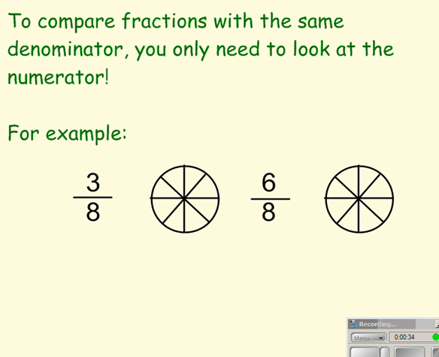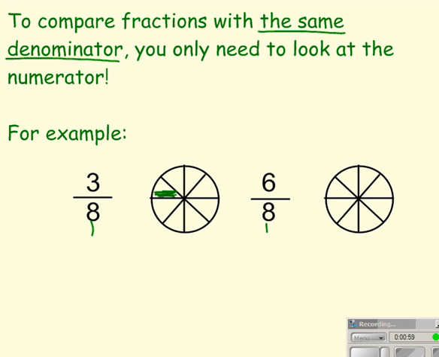To compare fractions with the same denominator, you only need to look at the numerator. So this is with fractions that have the same or a common denominator. For example, if we are looking at 3/8 versus 6/8, I only need to look at the numerator because my denominator is the same. I know that both pieces of pie are divided into 8.